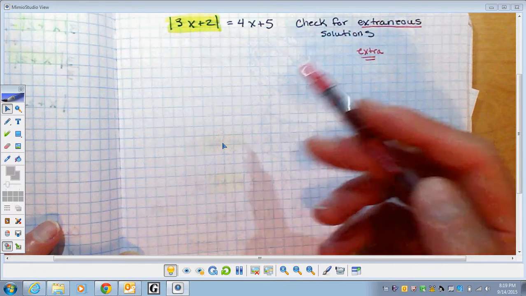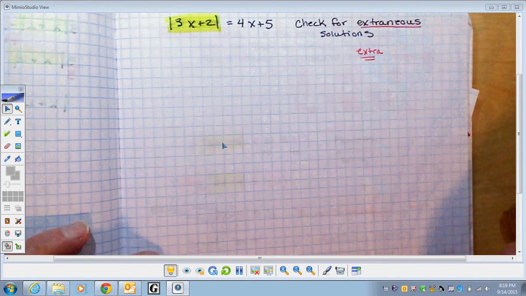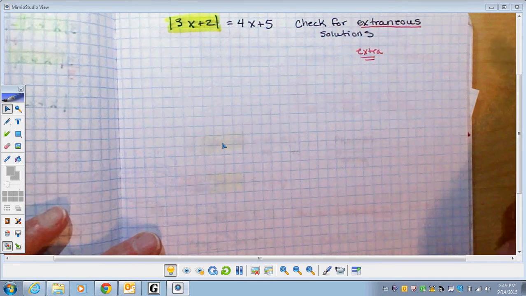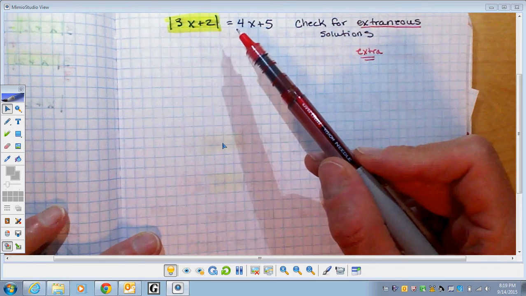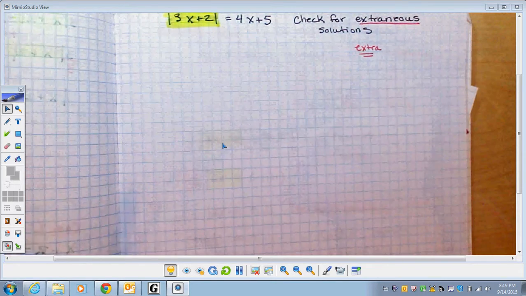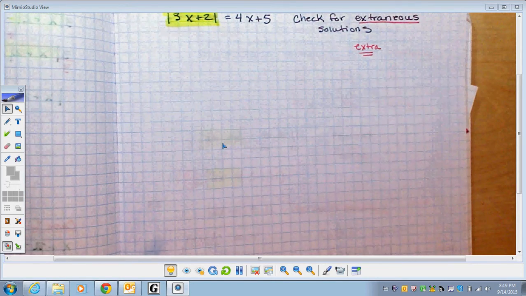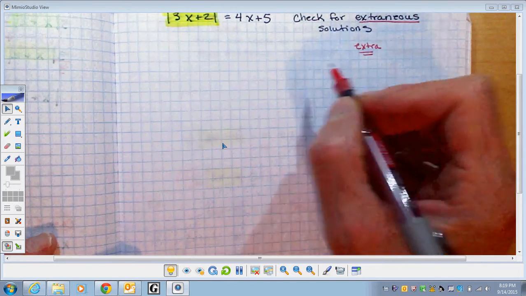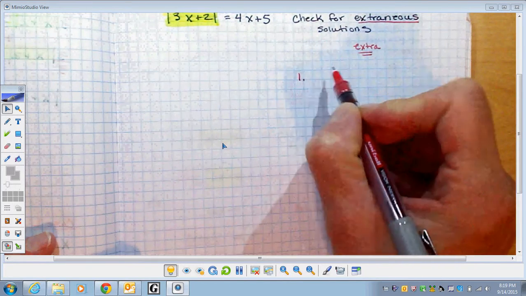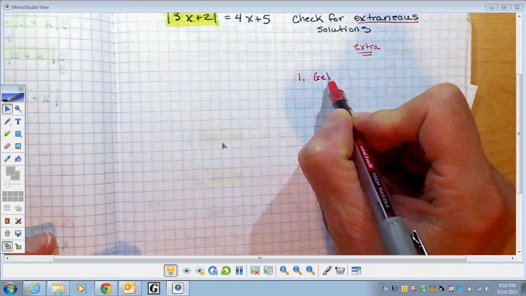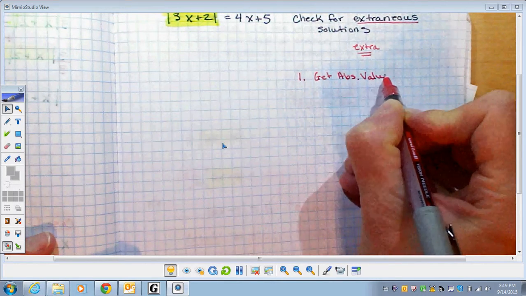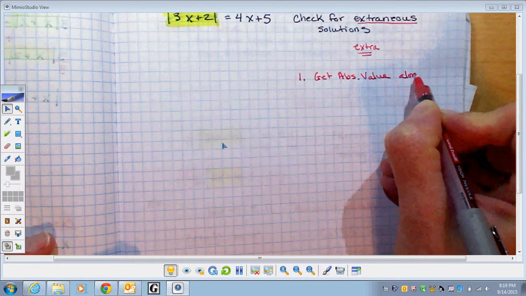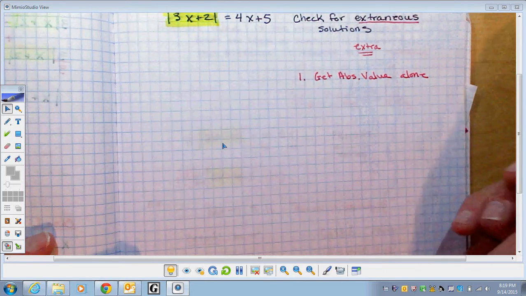This isn't the same thing as checking your problems when you were in 3rd and 4th grade, going back and redoing them. This is checking to see if we have a false answer, which can happen on some of these problems. So the first thing you need to remember to do is you want to get the absolute value alone. It's always the rule with these. You get the absolute value alone.